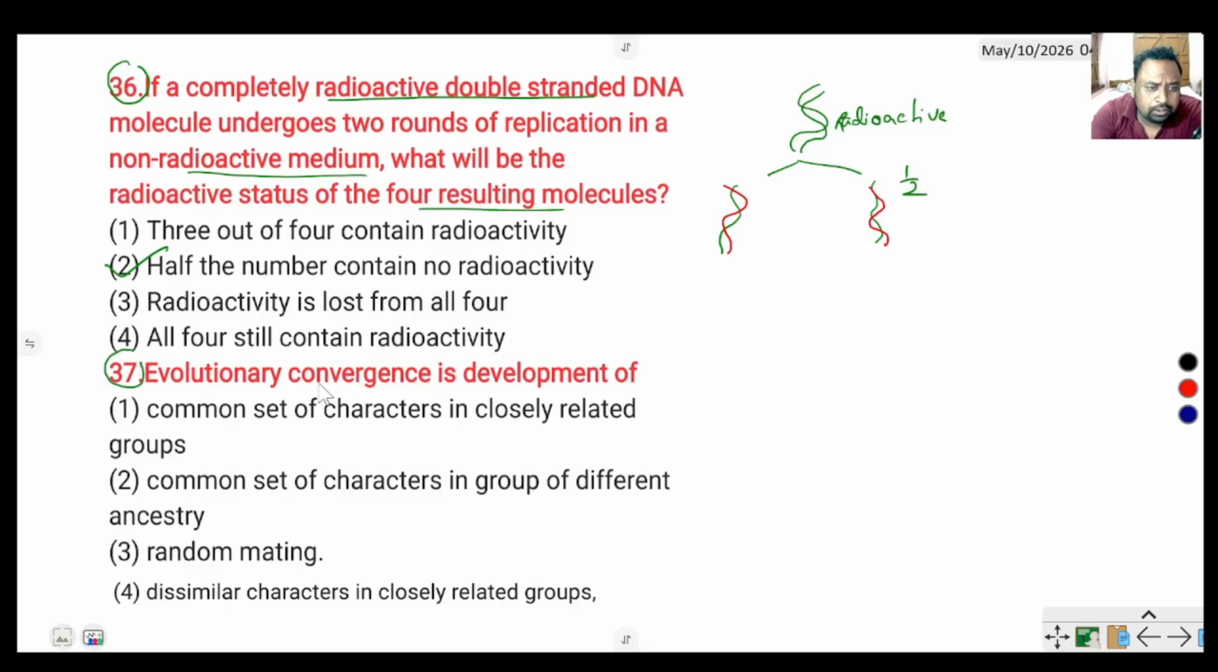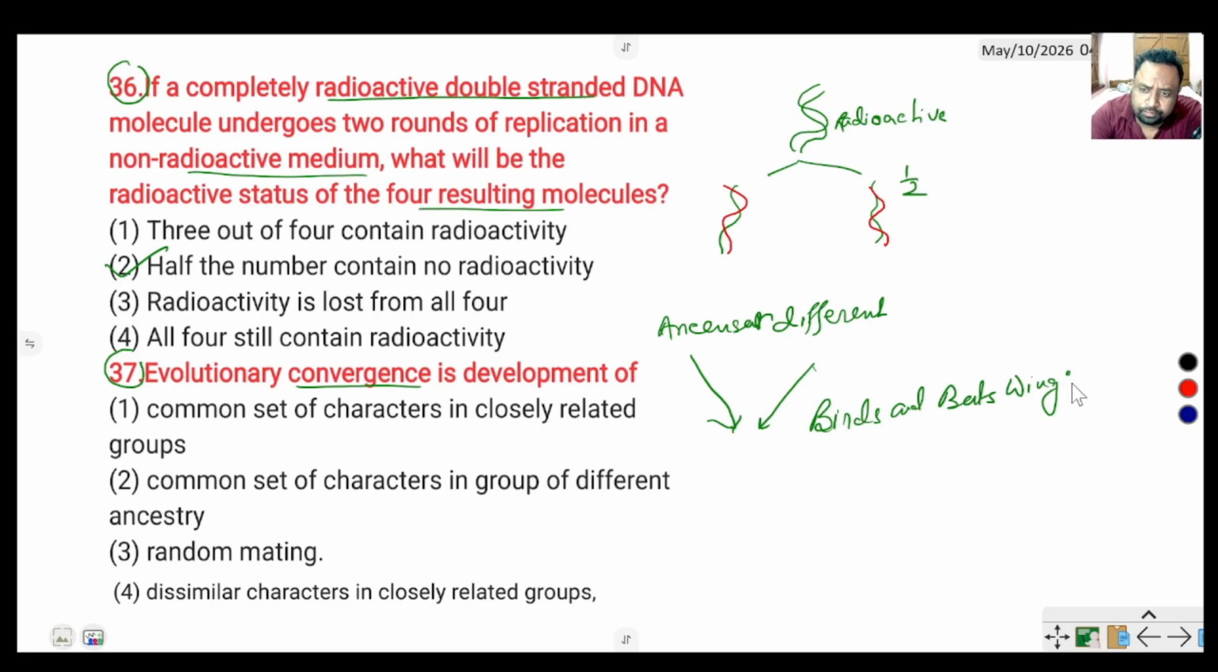Question number 37. Convergent evolution. Evolutionary convergence. Convergence means centripetal. Ancestors are different, but due to the same environmental conditions they adopt the same features, like birds' and bats' wings help to fly, but birds are aves and bats are mammals. Okay. Common set of characters in closely related groups, common set of characters in a group of different ancestry, random mating, dissimilar characters. The correct option is common set of characters but different group of ancestry.